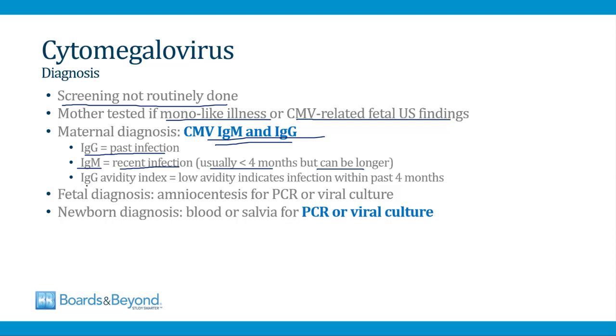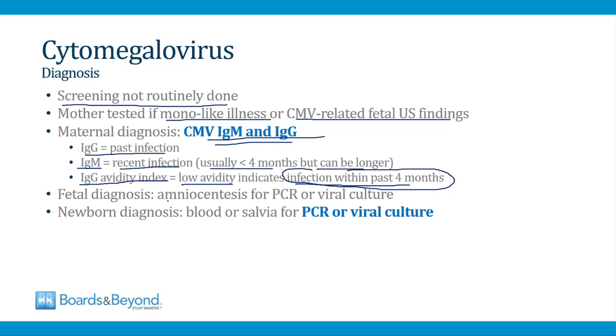And then there is a special test that can be done called an IgG avidity index measurement. This tests how avidly IgG antibodies bind to antigen. If there's a low avidity for binding, this suggests that the infection is relatively recent within the past 4 months. So this can help to localize the time of infection to being within the past 4 months.